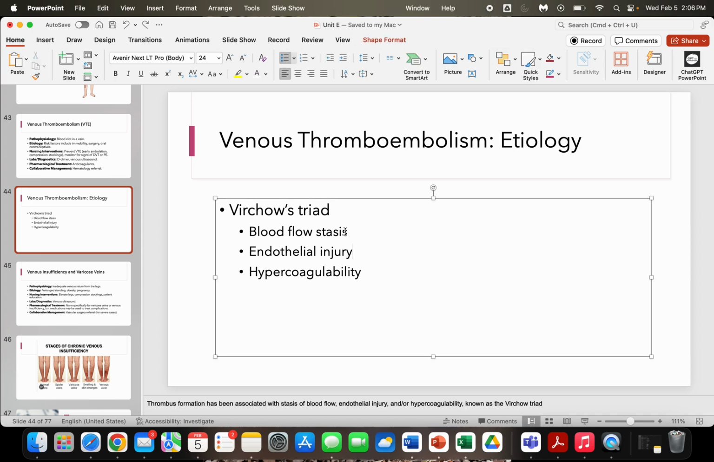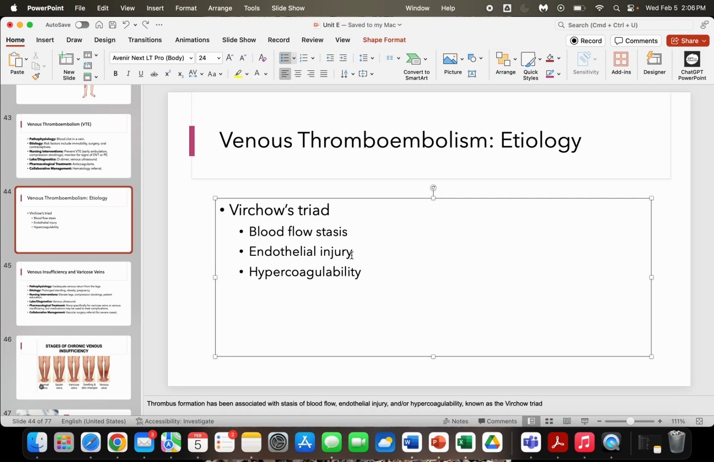So people who have blood flow stasis, right? So those people whose blood's not flowing like it should, or they've got what they call endothelial injury, something's happened to the vasculature, or they have hypercoagulability, right? Those are the three things that typically result in a venous thromboembolism, okay? So, for example, blood flow stasis, they've had surgery, they're not up and moving. They've had some kind of endothelial injury to the area, right? Like maybe they broke their hip, okay? So that would cause endothelial injury.